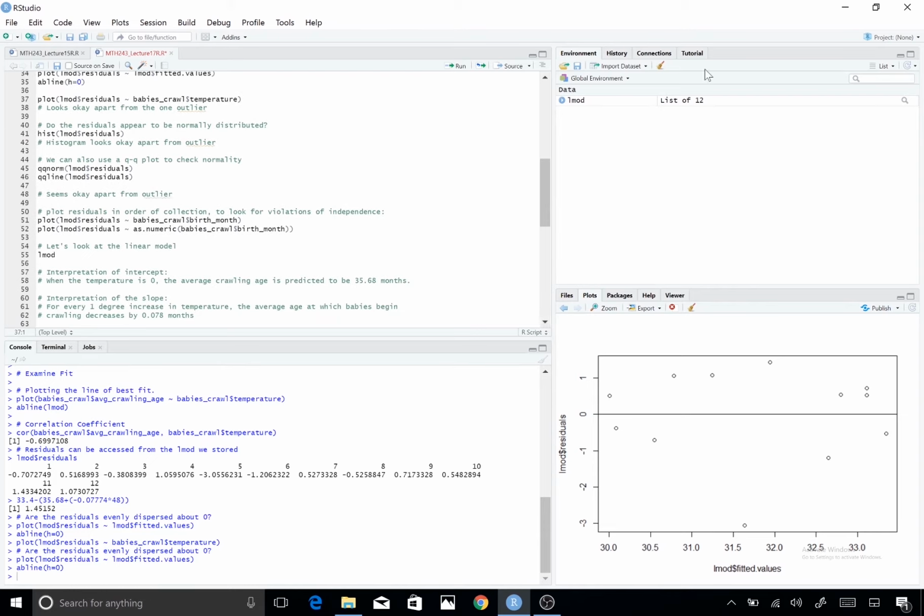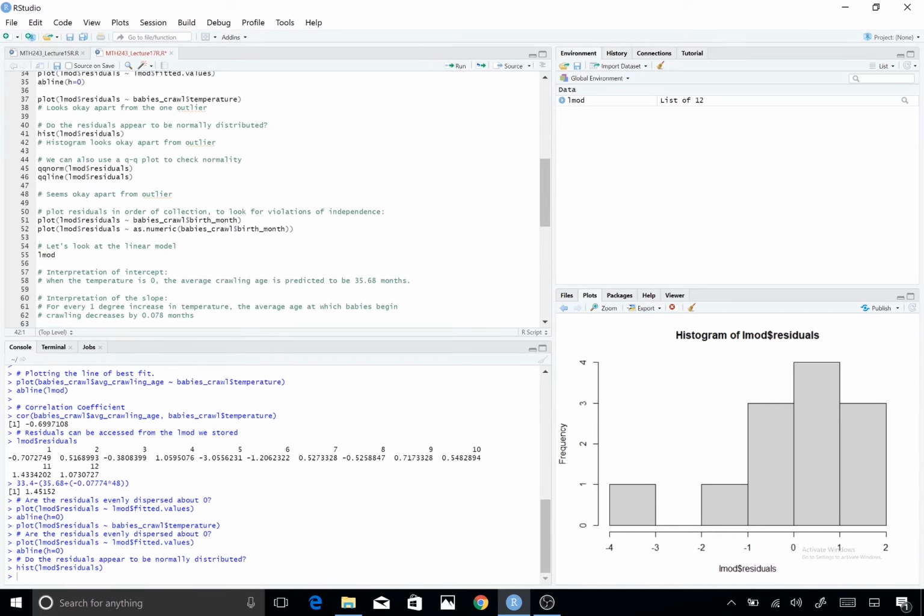To check the normality assumption, we can draw a histogram of the residuals. This looks all right. It looks a little skewed, but remember, this is just one observation. Apart from that, it looks good, and that's the outlier.